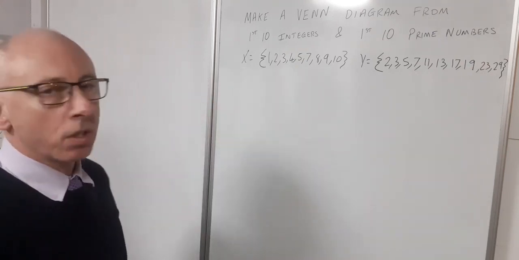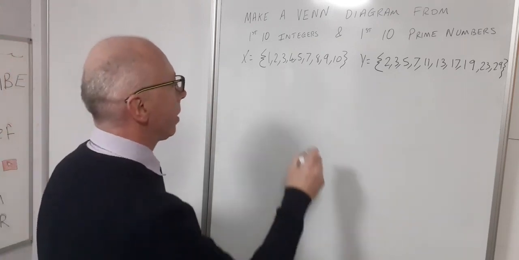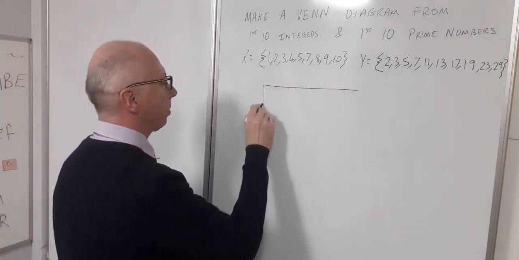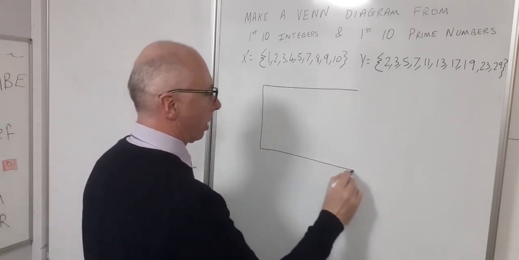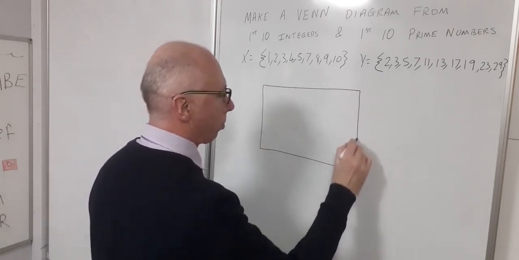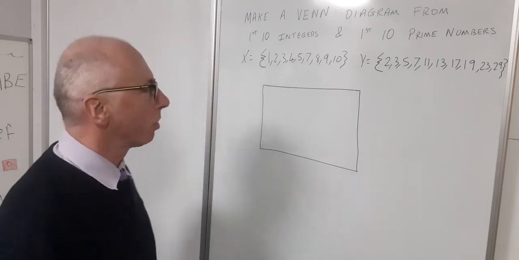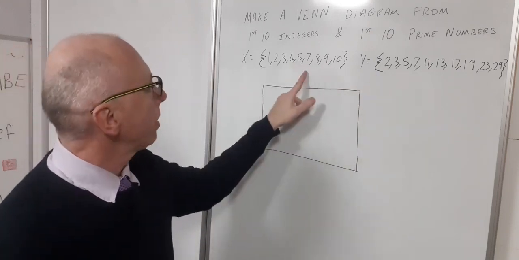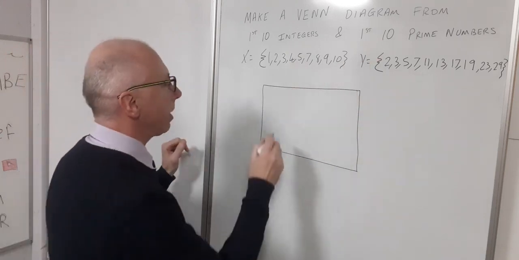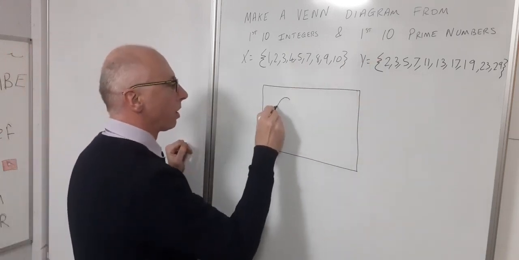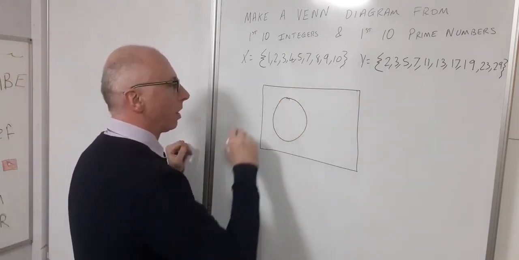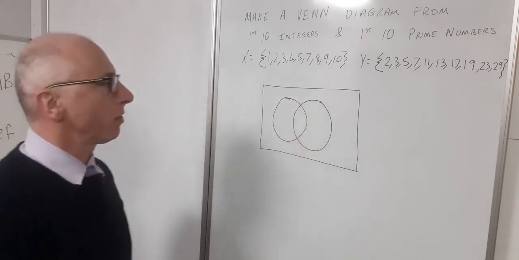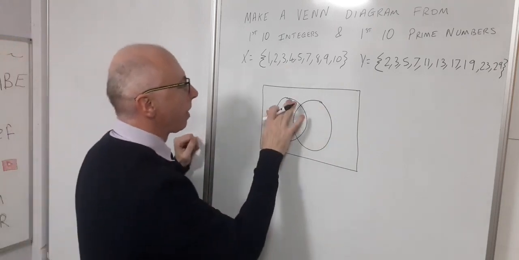Now what we need to do is set up our Venn diagram. Remember, we set up a box first of all. Then inside this box we draw two intersecting circles, because there are some parts of this and some parts of this. So some elements in this one are in this one, so we'll need intersecting circles. Let's just set up my circles like that. Not the best of circles, but they will do for now.